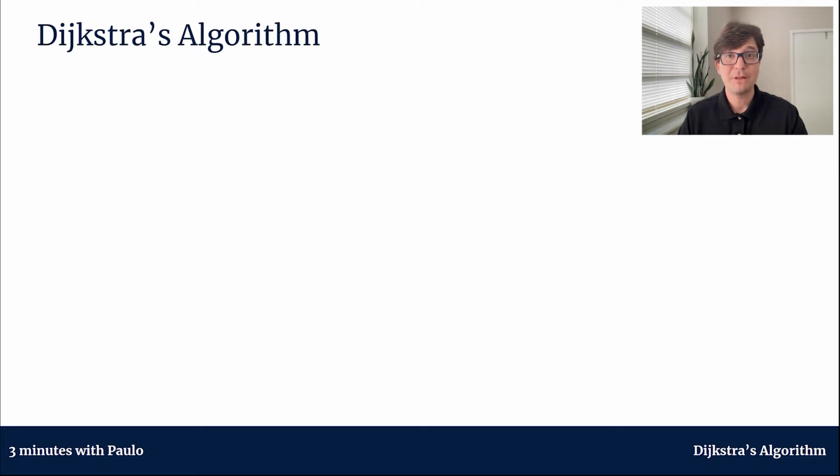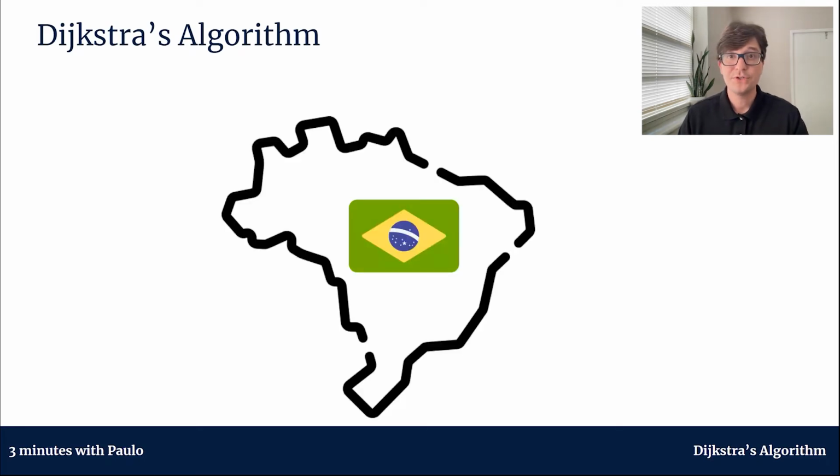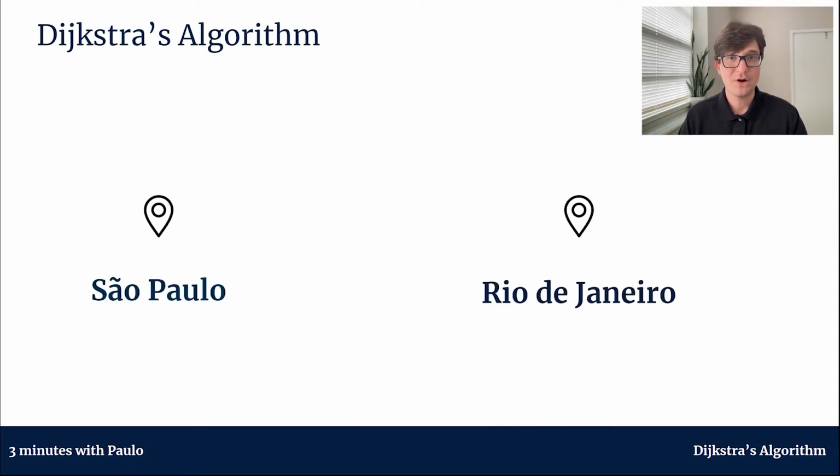Let's imagine you're planning a trip to Brazil during your summer vacation. You will arrive in São Paulo, but you would like to enjoy the beautiful beaches and cuisine of Rio de Janeiro. You pack your bags, rent a car, and ask yourself the following question. What is the shortest way to travel from São Paulo to Rio?